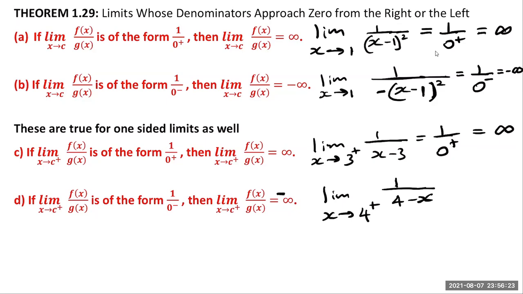Here is an example. Look at this example. Limit as x approaches 4 from the right hand side. Plus means from the right hand side. What happens to this expression? As you can see, as x approaches 4 from the right hand side, this quantity is a negative quantity, but it approaches 0, right? So we get the form 1 over 0 minus. So the limit is minus infinity according to this theorem. Okay, this is minus infinity. All right. Let's move on.